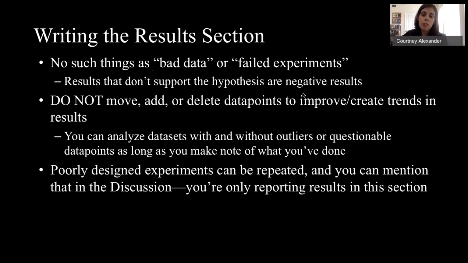Poorly designed experiments can be repeated, and you can mention that in the discussion. So, what kind of changes you made to an experiment to improve it. But you don't say that in the results section. In the results section, you just report the results. And then in the discussion, you say, "We did this first experiment, seen in Figure 1. It had this sort of confounding variable, so we tweaked it, and we did this experiment, seen in Figure 2."